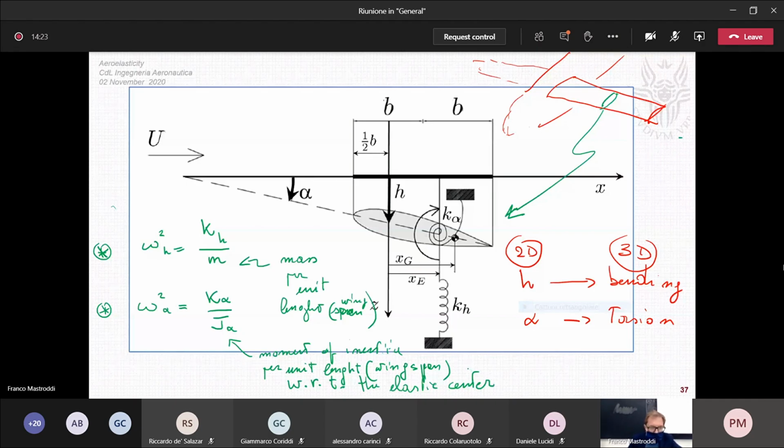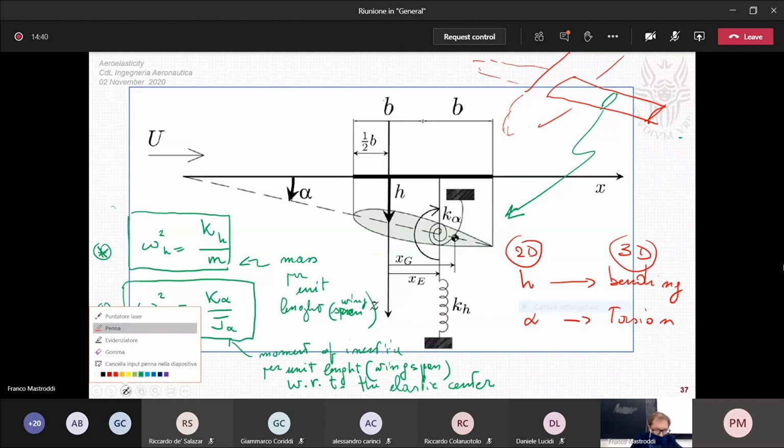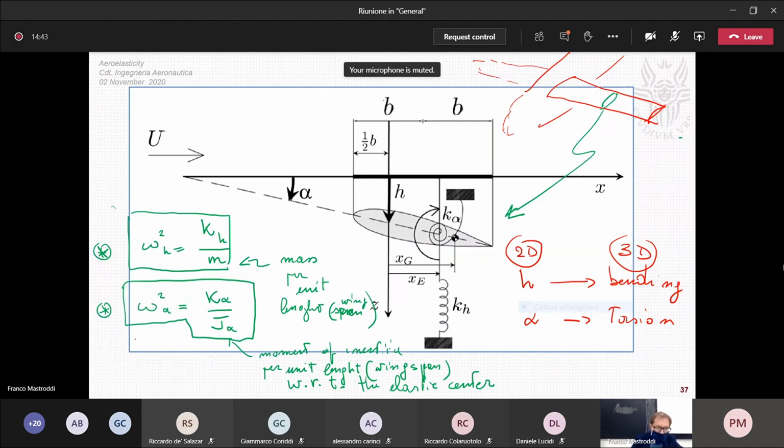Okay, so we have these two quantities which are actually representing two frequencies, but they are not, please take this note, they are not the natural frequency of the system. We will consider this comment later. They are not the system natural frequency.